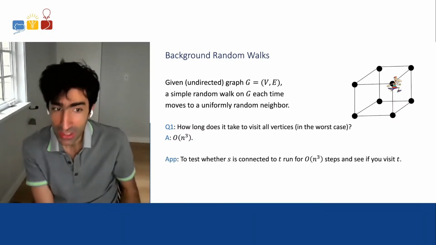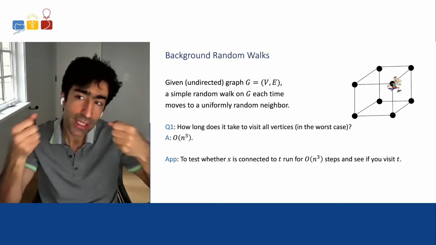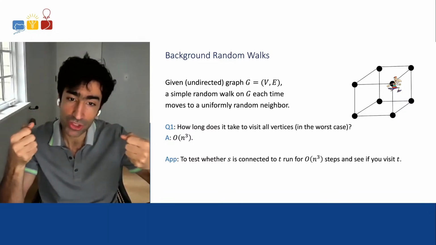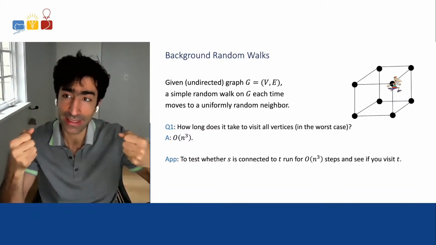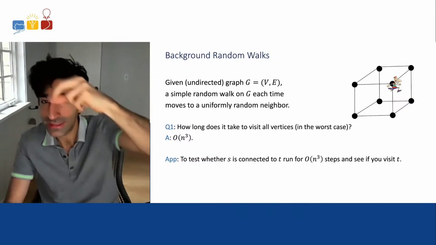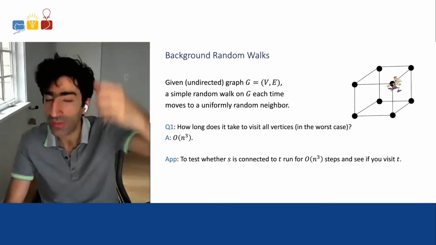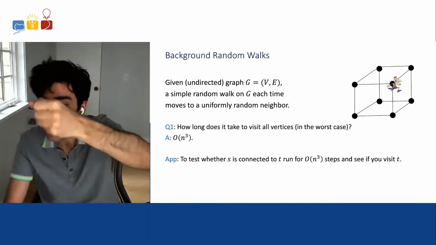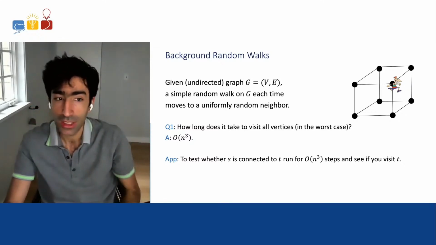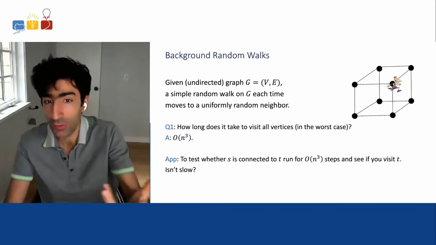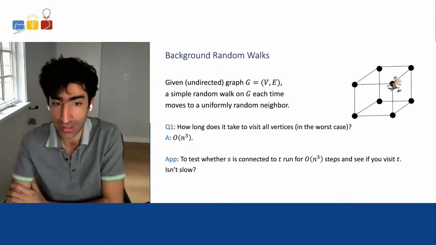Here's a cool application. If you're given a pair of vertices S and T in a graph G, and you want to test whether S is connected to T, you can just run this random walker and wait for order of n cubed steps and see if you visit T or not. And if you don't, then you know that with high probability they're not connected.